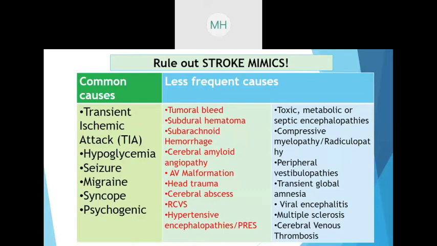Less frequent causes include any intracranial pathology like ICH, any infections like cerebral abscess, and RCVS, which is reversible cerebral vasoconstriction syndrome. Okay? Then hypertensive encephalopathy or depression, and other causes like toxic, metabolic or septic encephalopathies. Cerebral venous thrombosis, which is not that common.